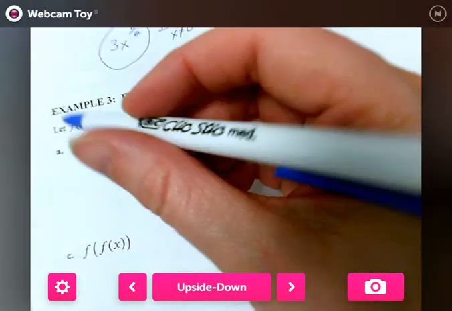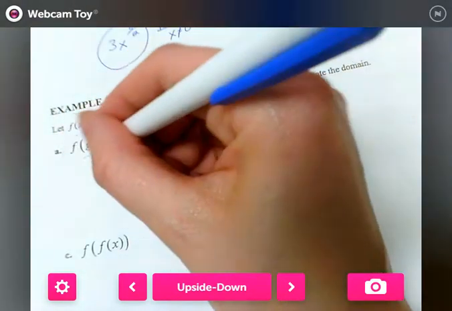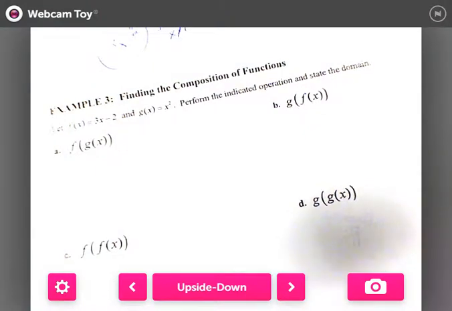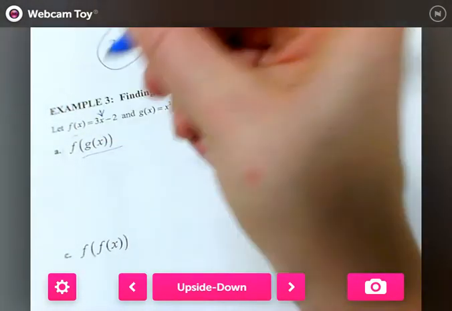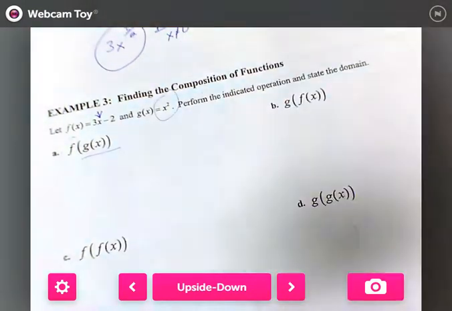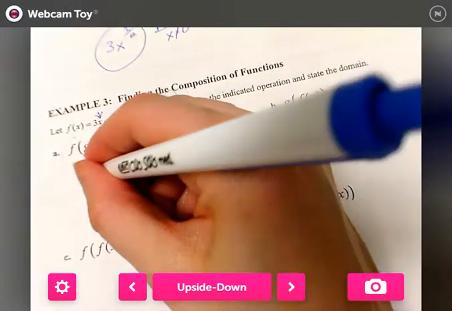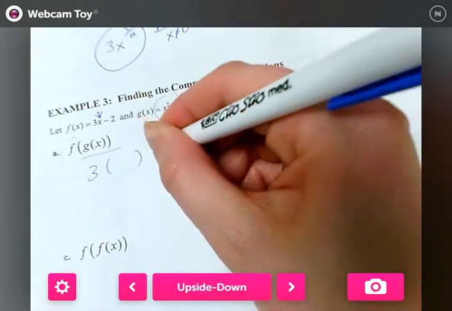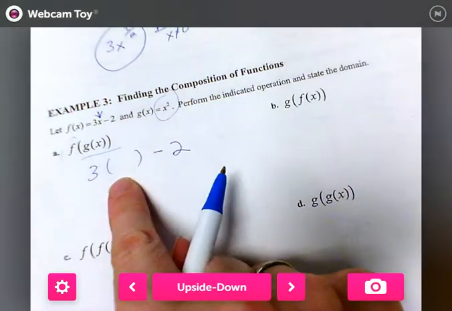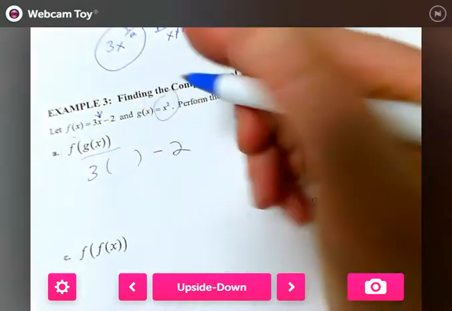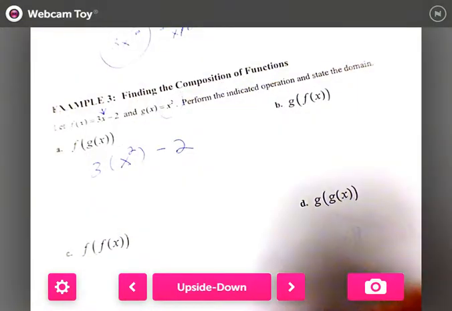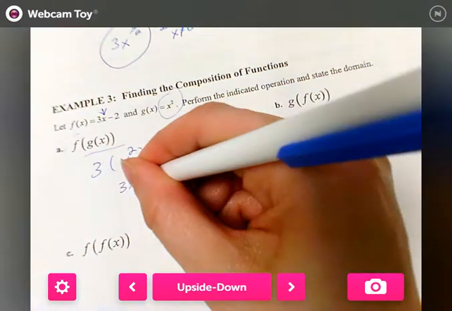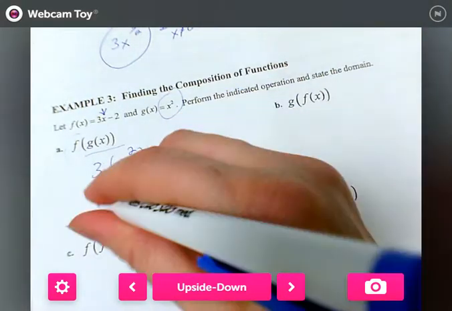So what this means, if we have f of g of x, that means that wherever we see an x in f of x, we have to put this whole function. So we've got 3, and then we've got minus 2. And see where that x is? I'm going to replace it with x squared. Okay? So this is just 3x squared minus 2. My domain is all real.